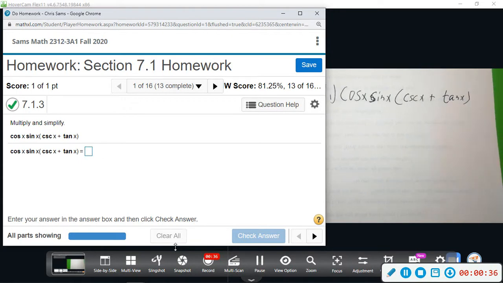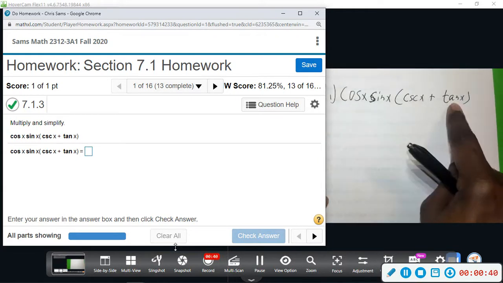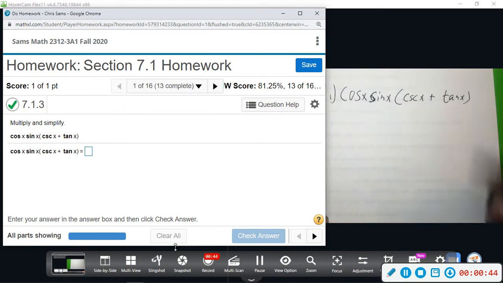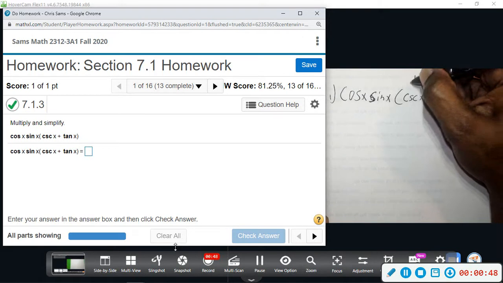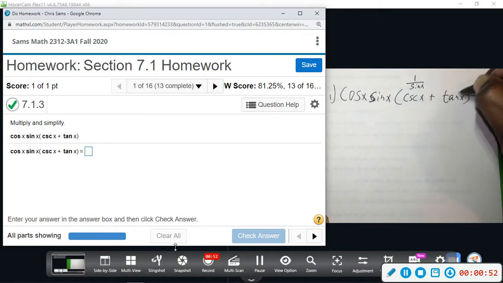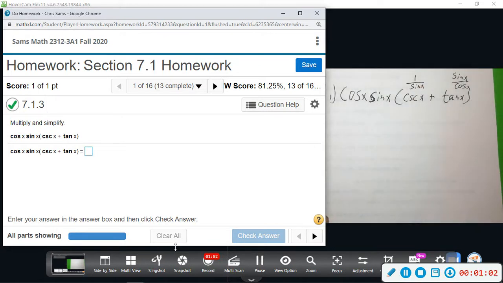Okay, so I'm going to be distributing cosine x sine x to each of these terms. At the same time, I'm going to rewrite these, or let me just do that now. Cosecant is equal to 1 over sine, and tangent is equal to sine over cosine. When I distribute these, you will see that something will divide out, and then it'll become very nice.